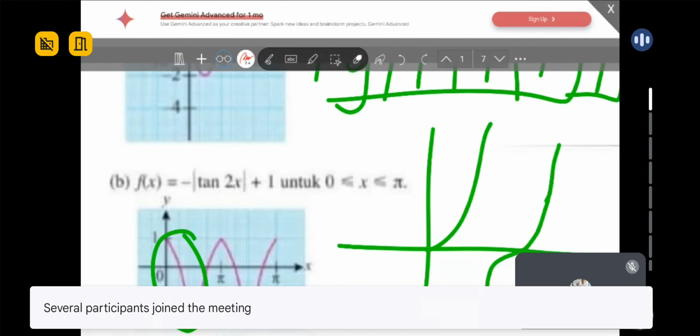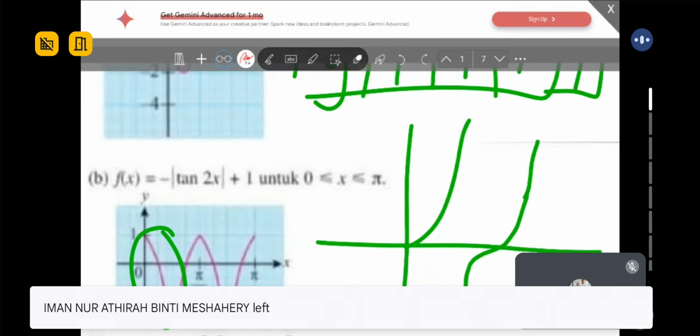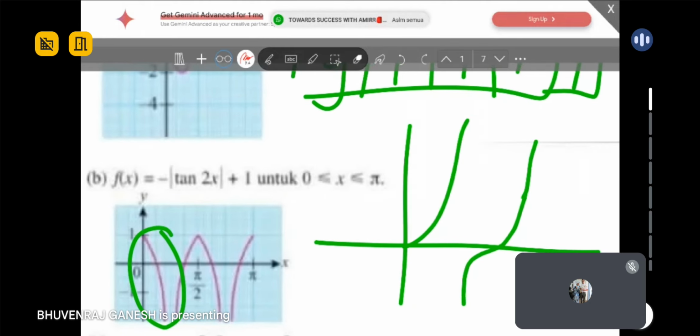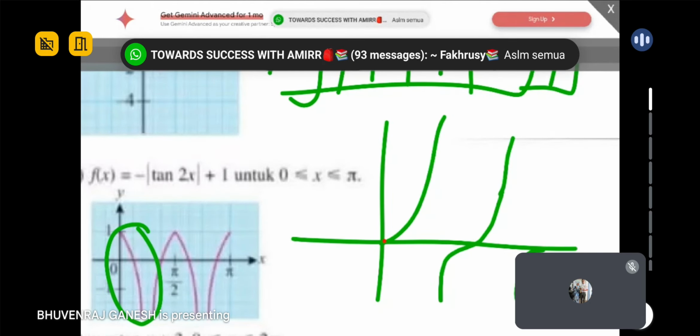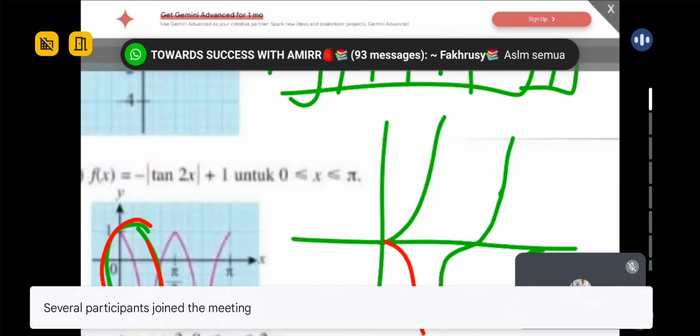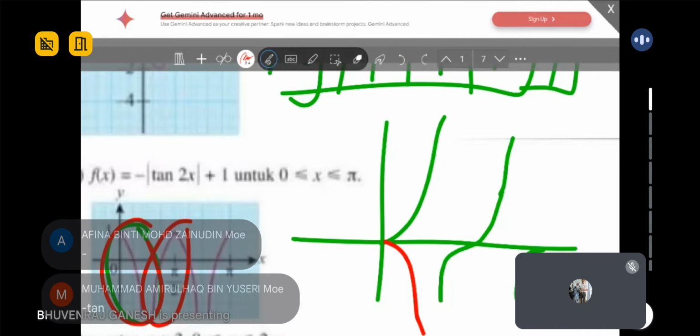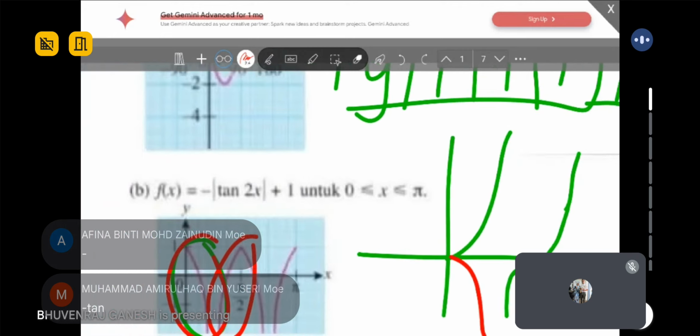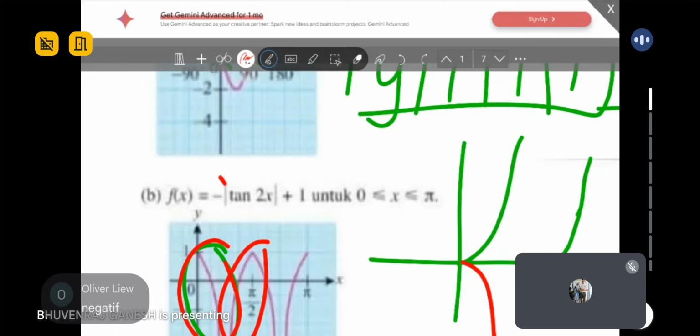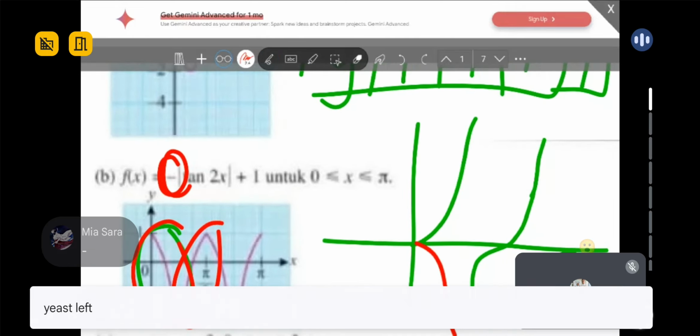So you must recall what symbol can make the graph become inverse. Simbol apa boleh jadikan graph tu songsang dari biasa? Okay, because now your graph looks like this. Am I right? And then this one also inverse. Yes, guys. Whenever you see negative, remember your graph will inverse. Okay, negative tu akan bagi graph tu songsang automatically.